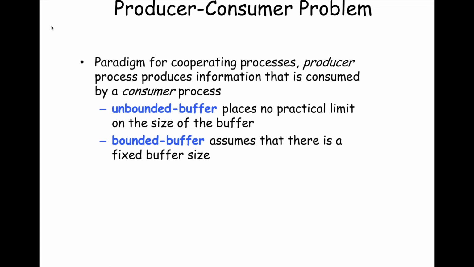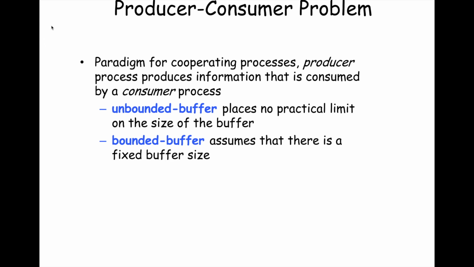This message queue, whether it's a message queue or shared memory, is a type of buffer. It's storage. It's parts of memory that you can use to put information in and from which you get information. It can be unbounded, meaning there's no limit on the size of the buffer, or it can be bounded, meaning there are a fixed number of slots, if you will, in the buffer where you can store information.